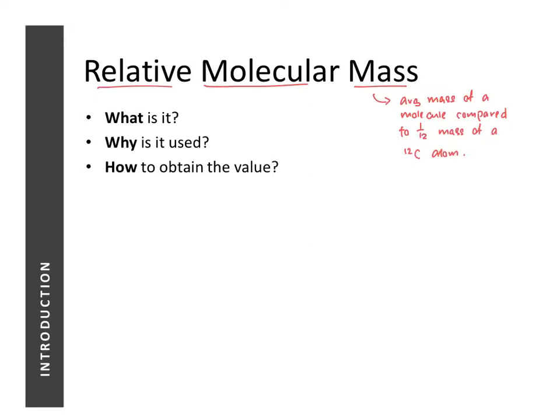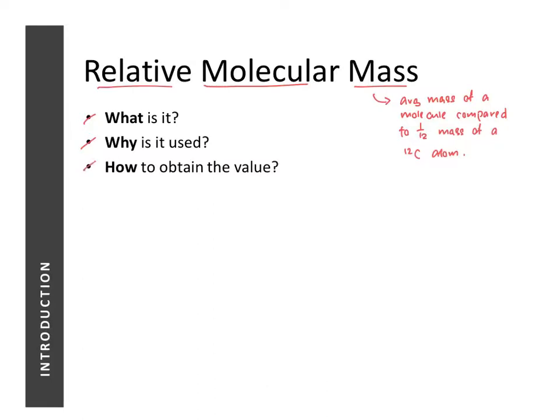So it's very similar to the very first term, relative atomic mass, but now this is for a molecule. A molecule is formed in a covalent compound when a non-metal combines with another non-metal. So why is it used? For the very same reason, because the masses of molecules are very, very small. By comparing it to the carbon 12 atom, it makes the values much easier to handle, same as for relative atomic mass.